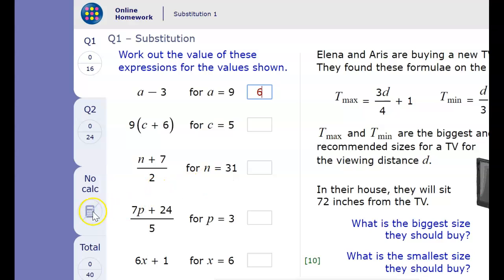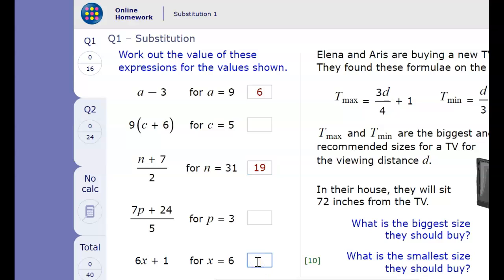It does say no calc, but if you do need a calculator to do this, try it without one. If you need one to do it, then you can use a calculator. Alright, so have your answer ready? 3, 2, 1. 19. 19. Good, I heard somebody say 19. So 31 plus 7 is 38, divided by 2 is 19.